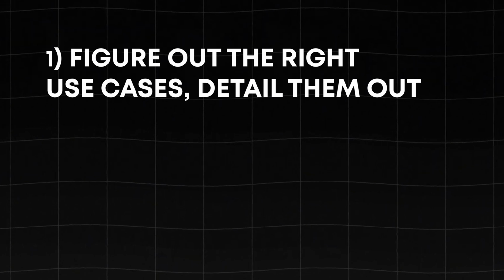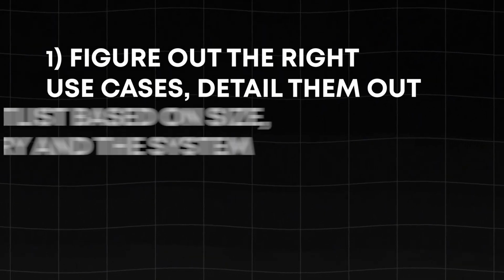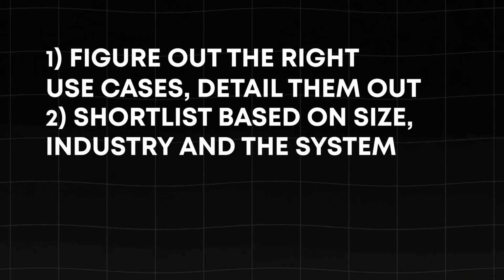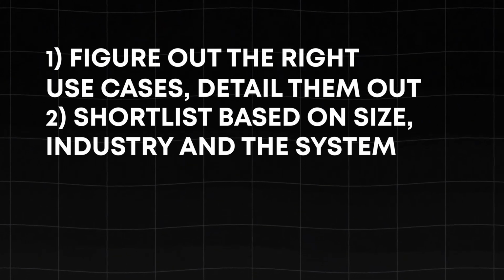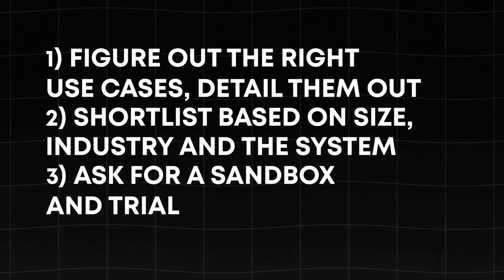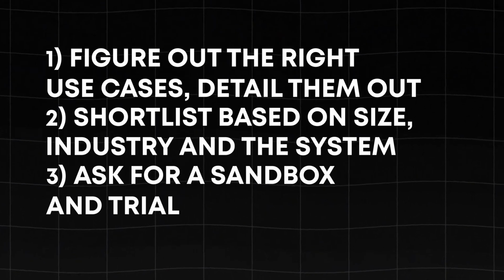So just to summarize, here are the 3-step process for you to figure out the right purchase order software for you. Number 1 is figure out the right use cases, detail them out. Number 2 is shortlist based on size, industry, and the system, whether they talk to your accounting system or not. Number 3 is ask for a sandbox and trial for, let's say, 10 to 14 days.